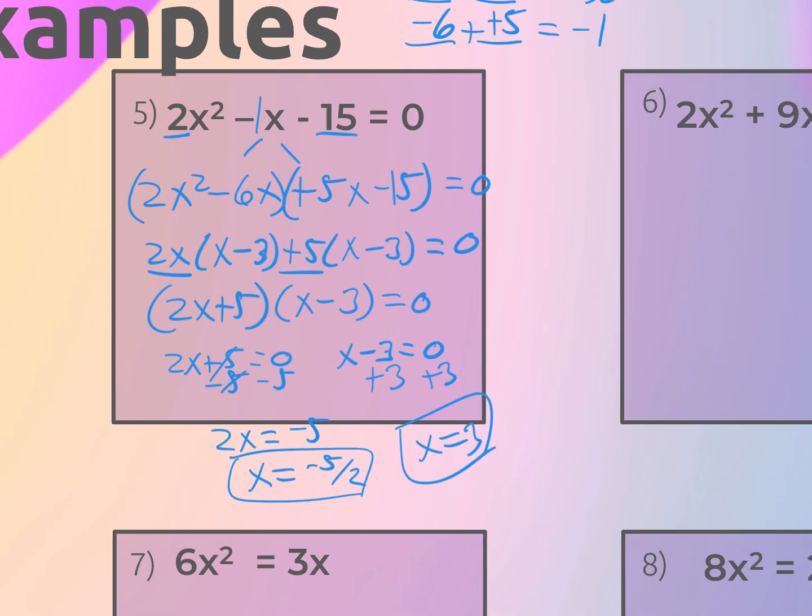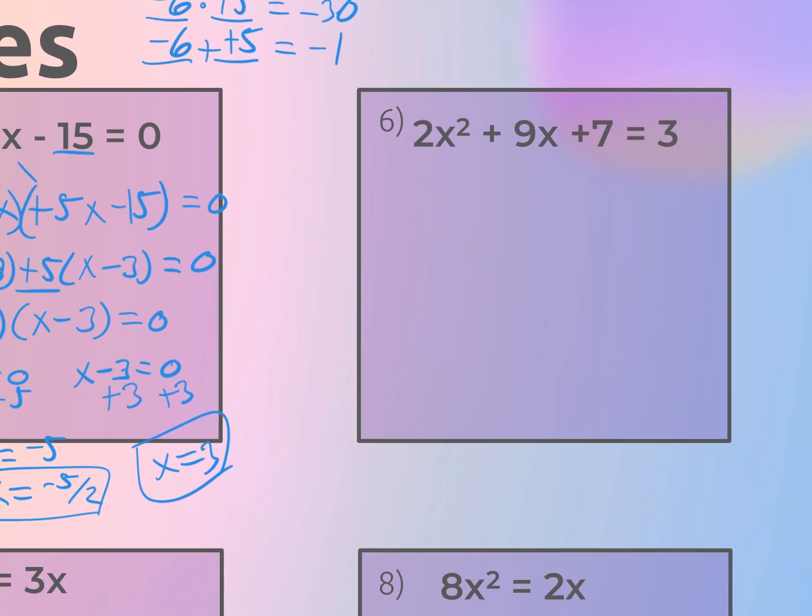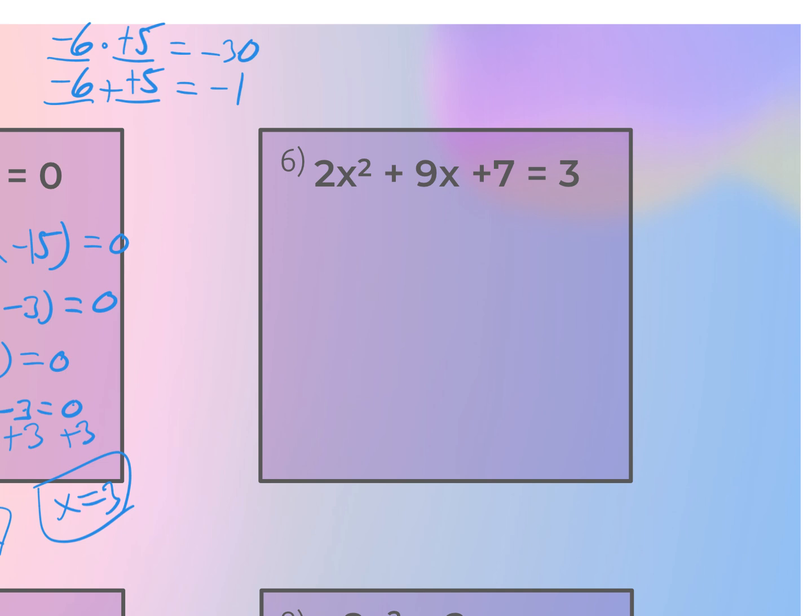In our next case, number 6, our next example, the first thing we want to check is whether all of our terms are on one side of the equation. No, they are not. We need to move this 3 to the other side, so we subtract 3 on both sides. Then 3 minus 3 becomes 0, and on this side, 7 minus 3 becomes positive 4. Everything else stays the same.